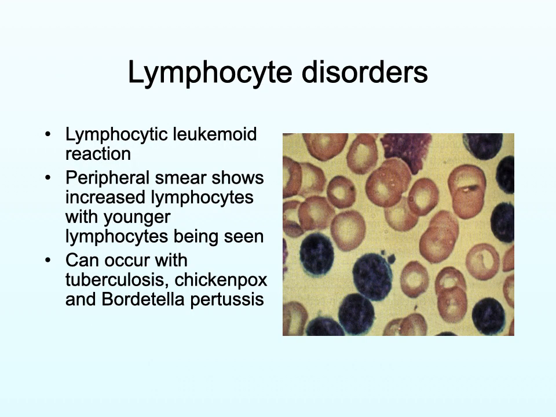Now, lymphocytic leukemoid reaction. The peripheral smear on the right shows increased lymphocytes with younger lymphocytes. So, leukemoid reactions may be seen in tuberculosis, chronic infections, and malignant tumors.